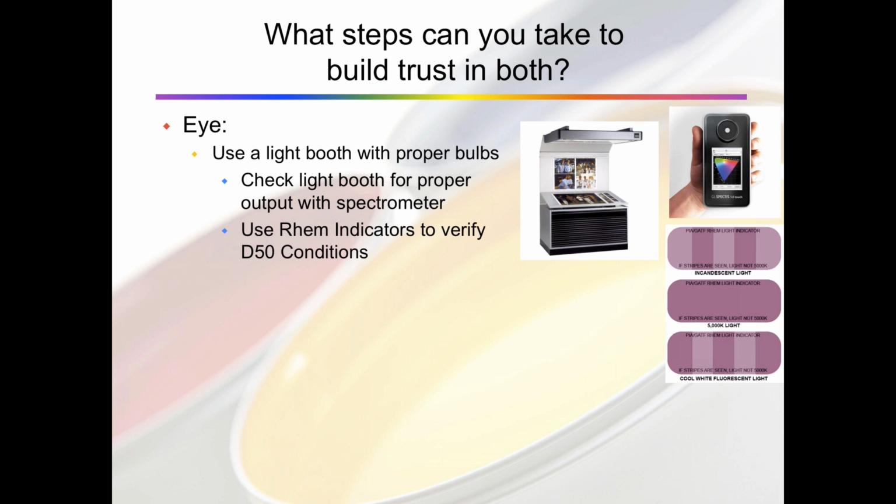REM indicators are these little stickers that I have on the right side of the slide now, and if you can see stripes in them, the stripes can tell you what type of light condition it is that you're looking at the sheet under. If you see two stripes in the middle, most likely you're looking at it under incandescent light. If you look at the bottom strip where you have three stripes, one on the left, right, and center, that's most likely uncontrolled cool white fluorescent. But if you see no stripes, like in the middle, that's 5000 K light, and that's proper for visual evaluation.